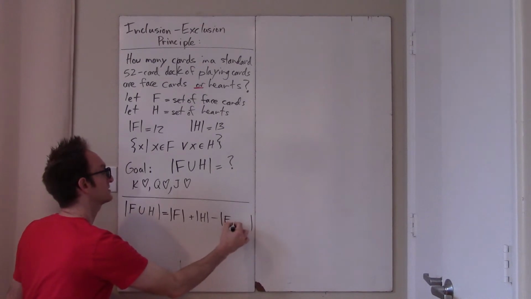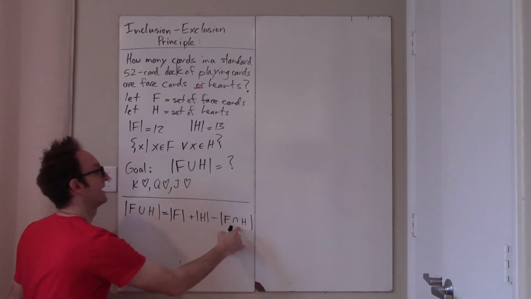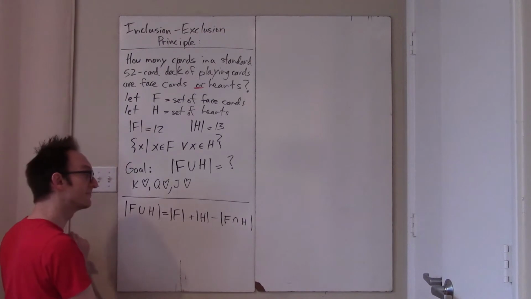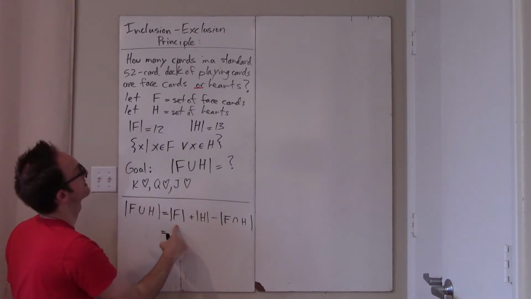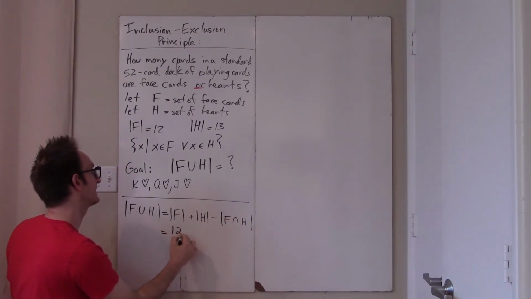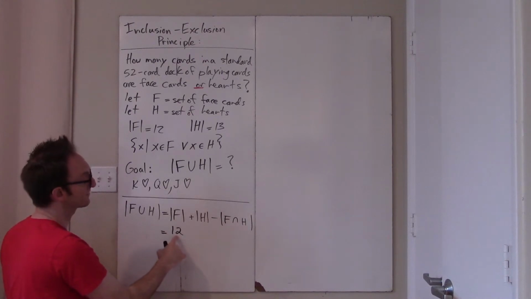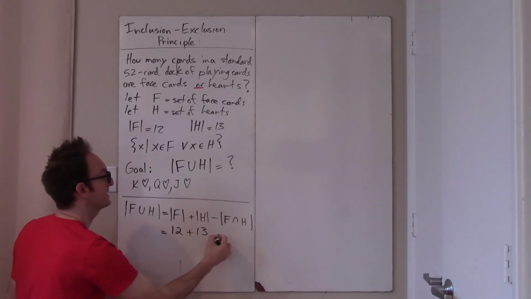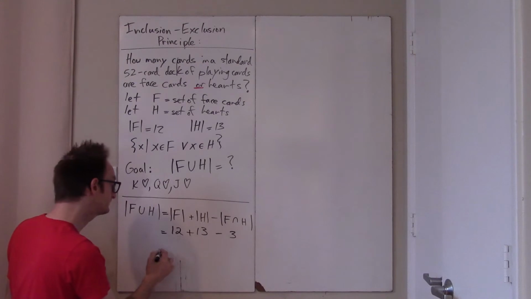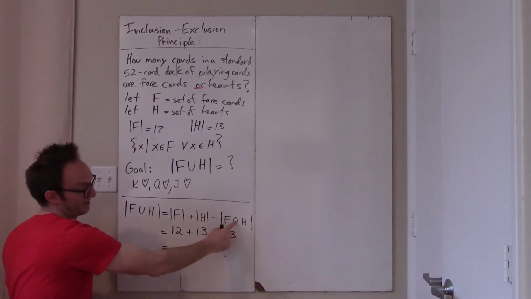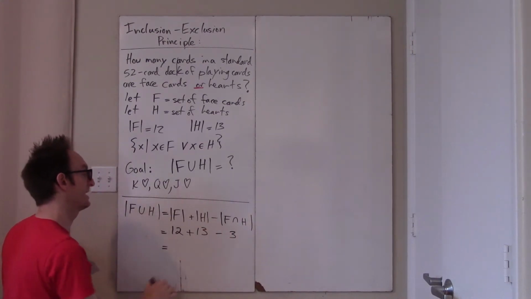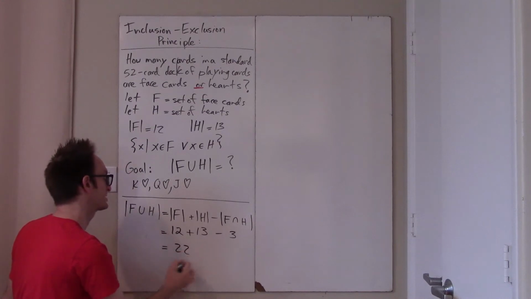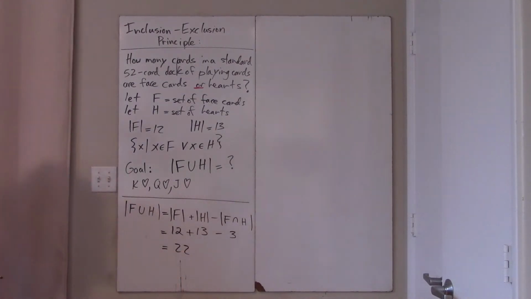So you take the intersection of F and H, which in this case would be 3. And so here, just to talk it out one more time, we have 12 cards in the set of face cards. We have 13 hearts, but then we have 3 things which are both face cards and hearts. In other words, they're in the intersection of F and H. And so this is 25 minus 3, so this is 22. And therefore there are 22 cards that have either property.